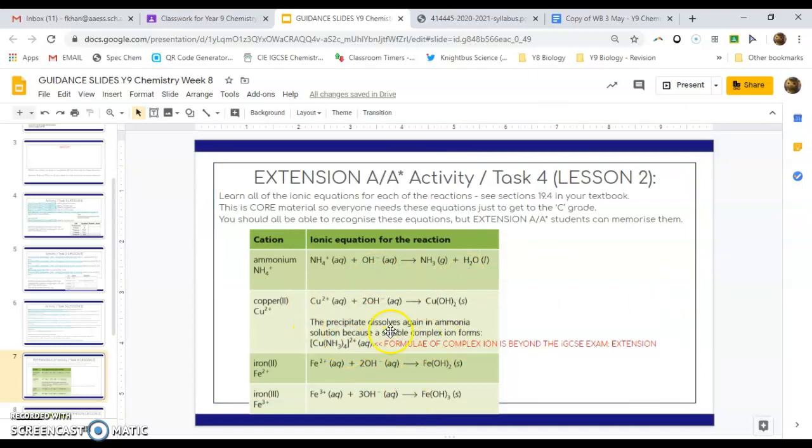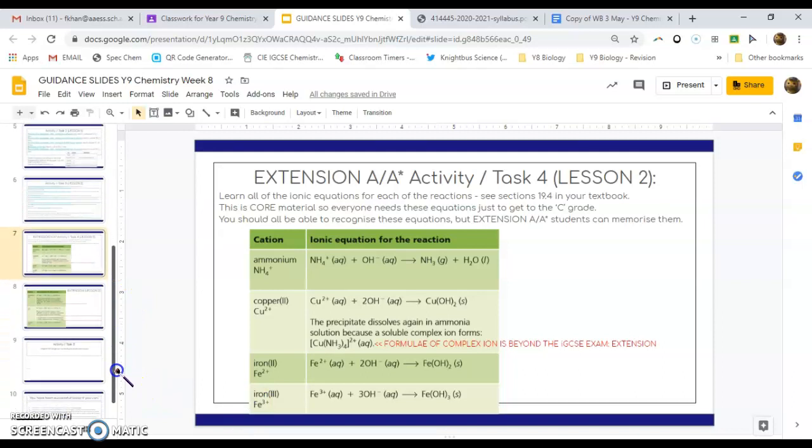So this is actually taken from a slightly older electronic version of your textbook. You can see here that the older version actually had the formulae of the complex ions, and now that's been taken out of the IGCSE. So anywhere where you see the red comment, formula of complex ions, beyond the IGCSE exam, the actual formula is not required. You won't be needing to come up with that, but the observation is, and these ionic equations are required.